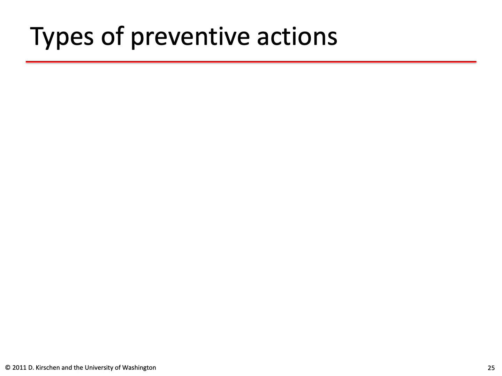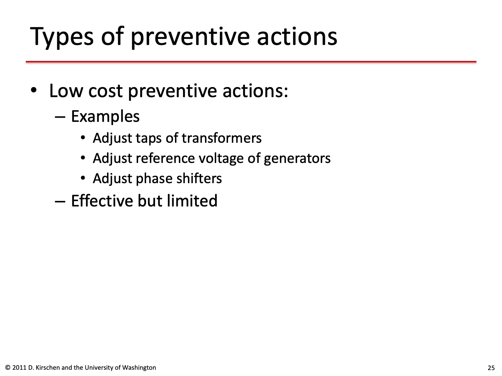So what types of preventive actions can an operator take? Well, there are essentially two main types. You could say the first type is the low-cost preventive actions, and that includes adjusting the taps of transformers, adjusting the reference voltage of the generators, adjusting the phase shifter taps. All of those have a low cost or essentially a zero cost. They can be effective, but it can be somewhat limited what can be achieved with these low-cost preventive actions.